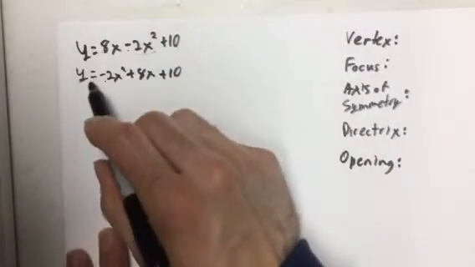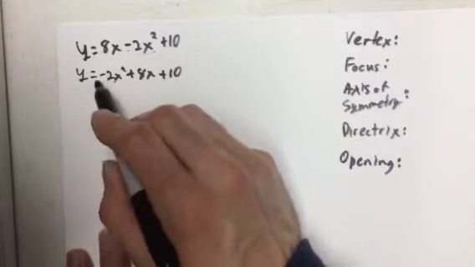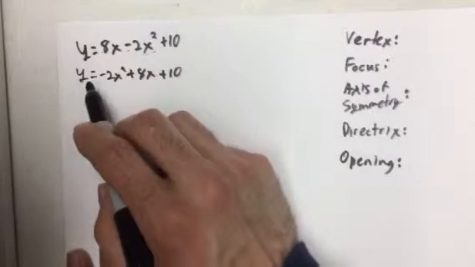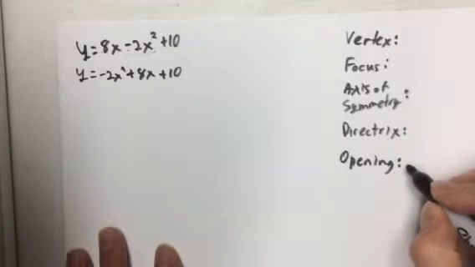Okay, now y is first, so I know this is either up or down. A is a negative 2, so that means it's down. So opening down.